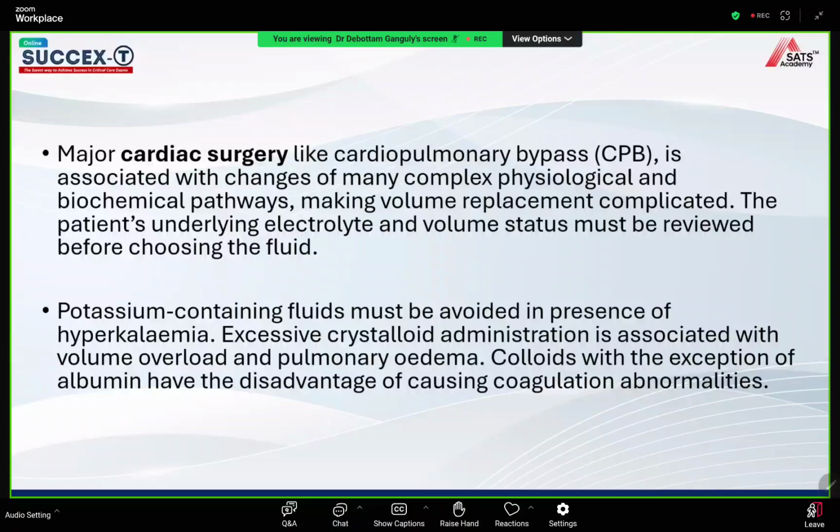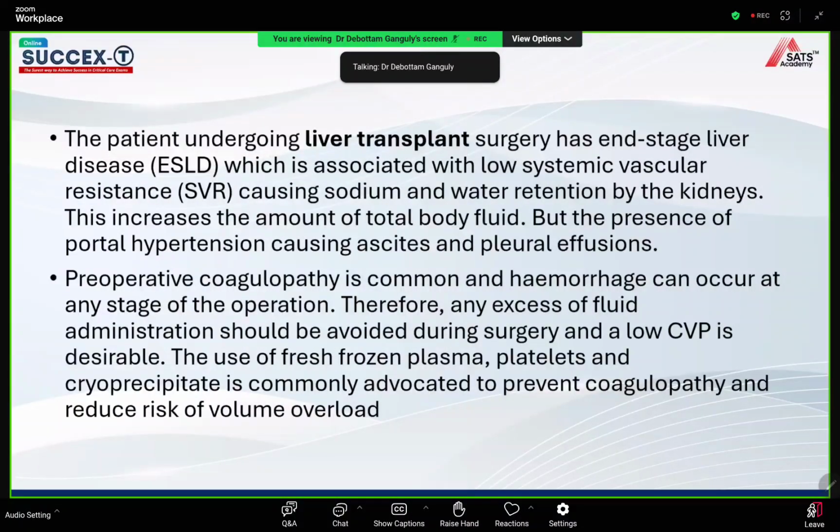Potassium containing fluids must be avoided in the presence of hyperkalemia. As we know, excessive crystalloid administration is associated with volume overload and pulmonary edema. Colloids, with the exception of albumin, have the disadvantage of causing coagulation abnormality and AKI. So we have to choose our fluid wisely and according to the patient's condition.